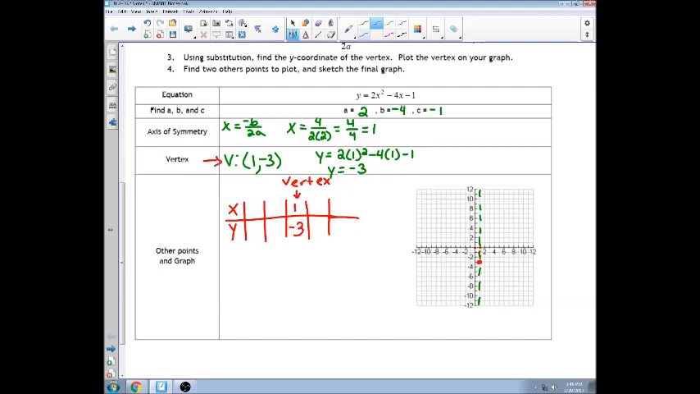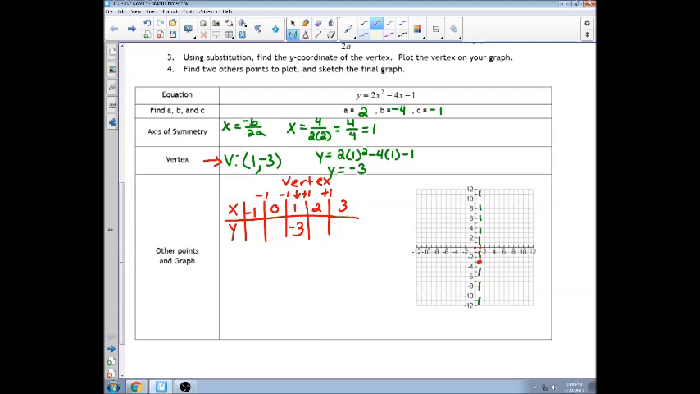Okay? Moving to the right, I'm going to add 1. So this would be 2. I'm going to add 1. This will be 3. Moving to my left, on my x values, I'll subtract 1. So 0, subtract 1, and I'll get negative 1.